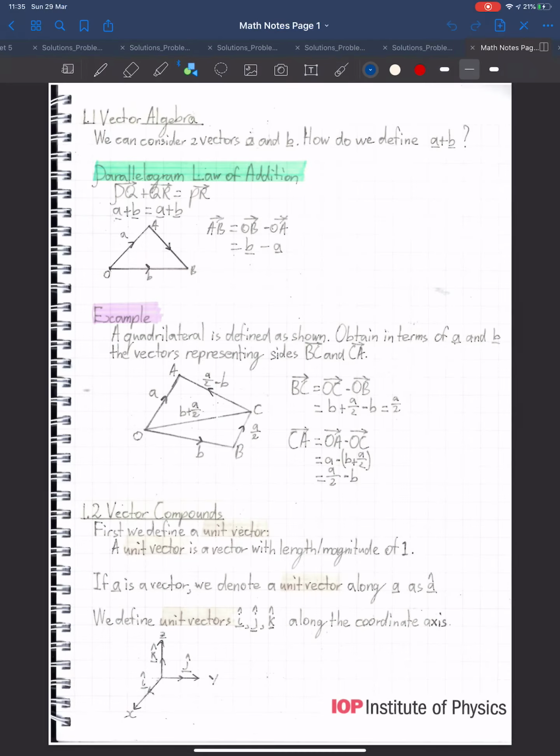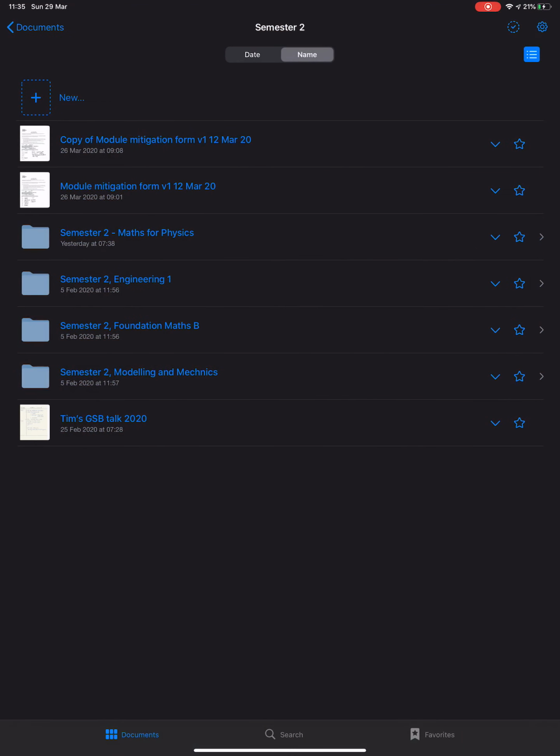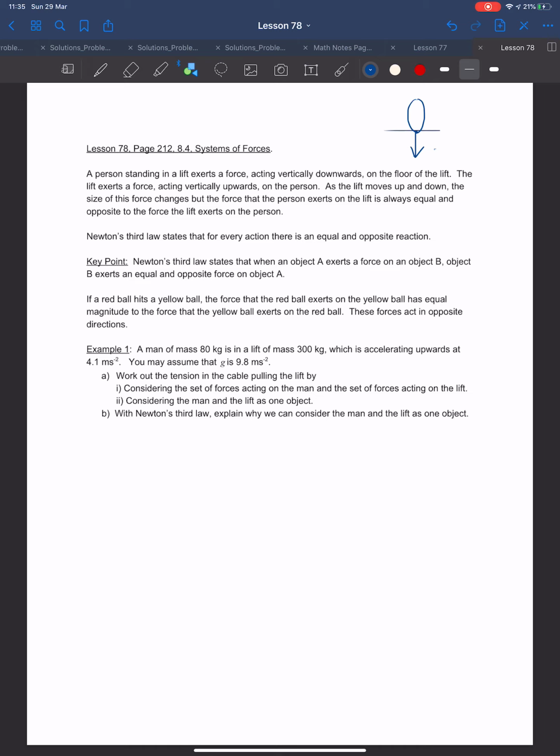The lift exerts a force acting vertically upwards on the person. It's like the normal reaction there. Right, let's get this right. That should be an R. We've got a weight downwards there.